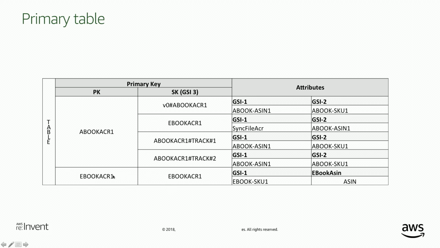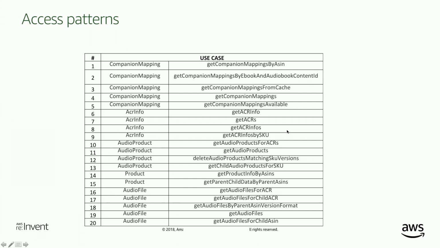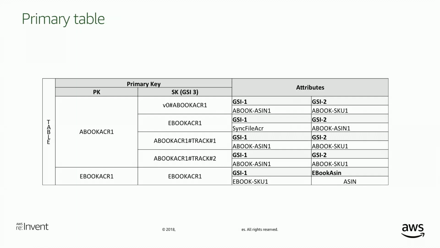And then we went and created E-book ACR partitions with just a single item. And then what we're doing is decorating all of these items on these GSIs with the various attributes that they're being looked up by. So if you look at this access pattern, get this by that, get this by that, what we're doing is solving every single one using these GSIs.